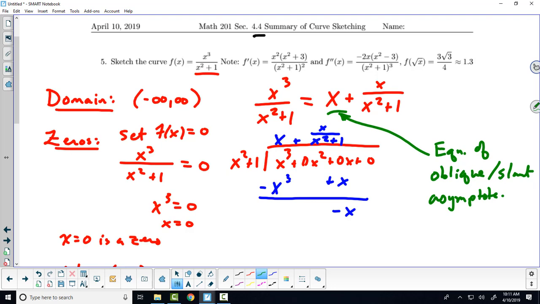Isn't the remainder negative x? Negative x. I apologize. Yes, that should be a negative there. Thank you. Good catch, Freddie, Angel. Oh, so I better put it up here too, huh? Holy cow.